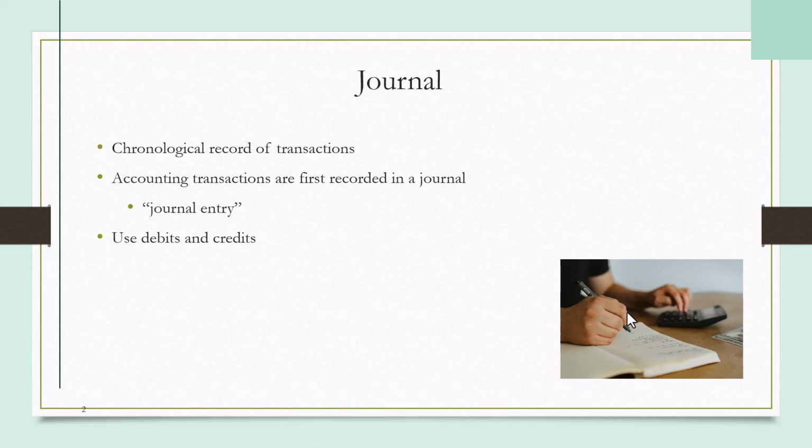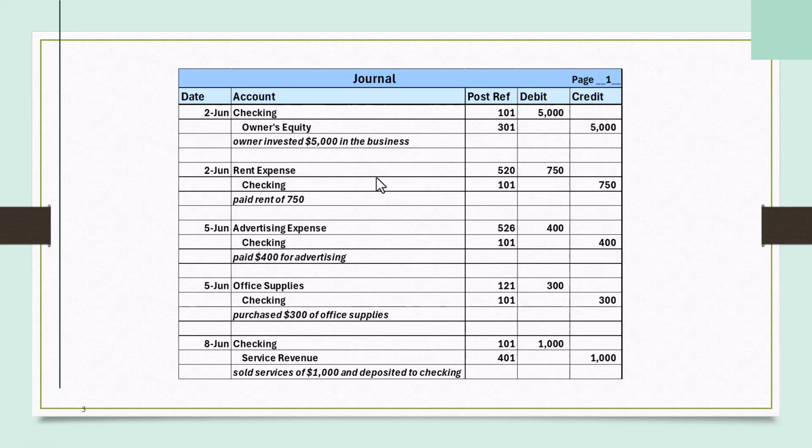And this is part of the journal that we did. This is what it looks like. You have the date, you have the account name here, and then the amount would go in the debit and credit column. And then if you wanted an explanation, you would put that underneath. And the post reference would be the account numbers from the chart of accounts.